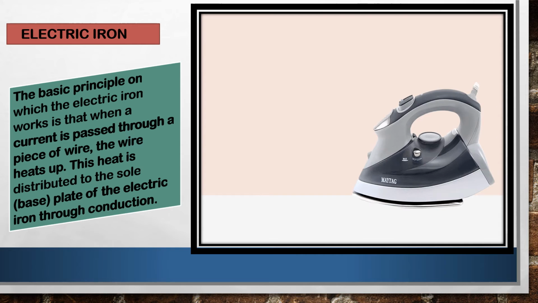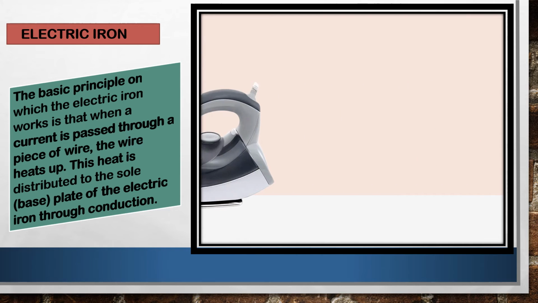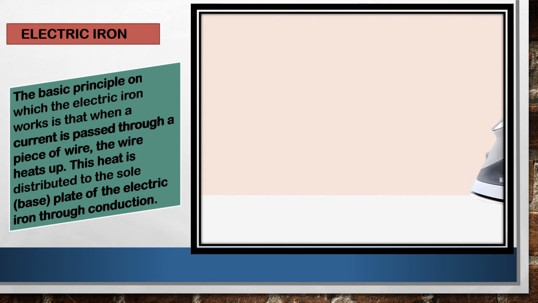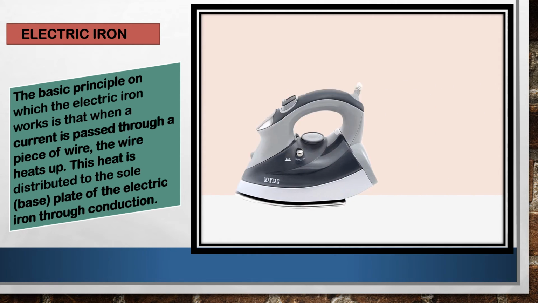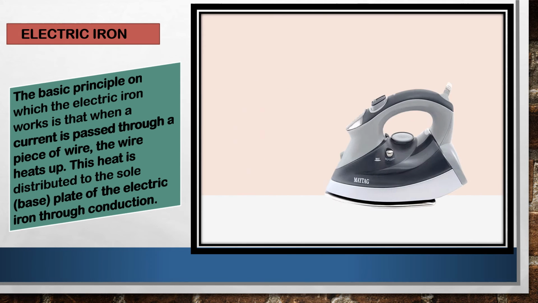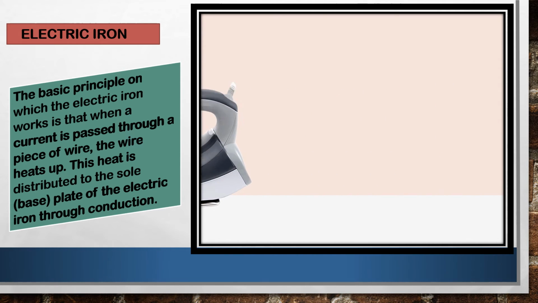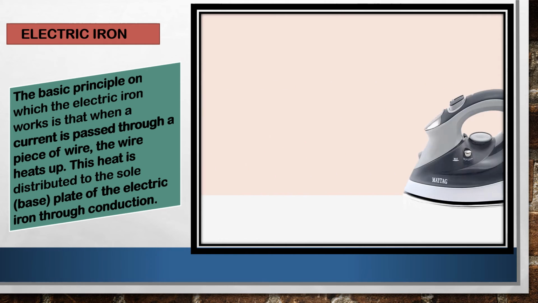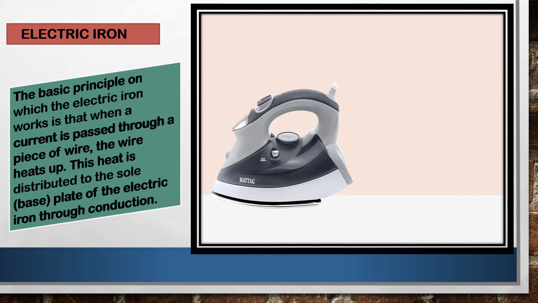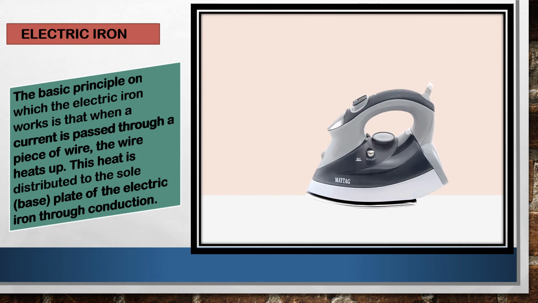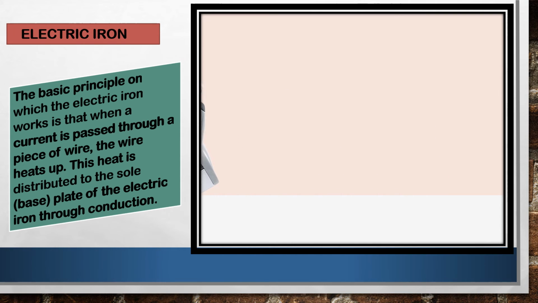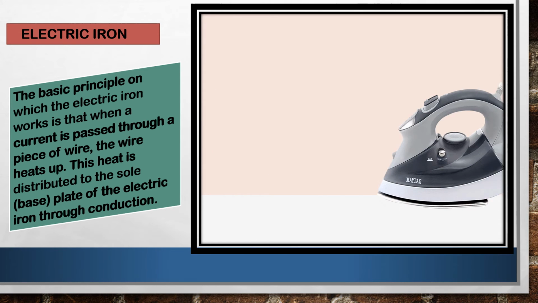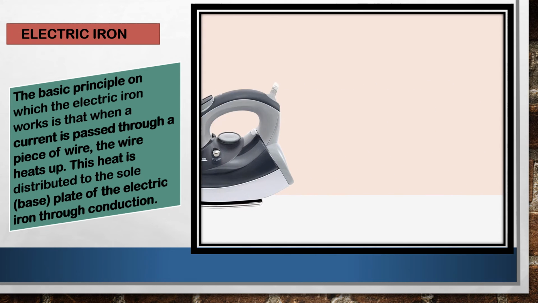Now here is another example of heating effect of Joule, that is electric iron. The basic principle on which the electric iron works is that when a current is passed through a piece of wire, the wire heats up. This heat is distributed to the sole plate of the electric iron through the conduction process of heat. You can see, in your daily life, obviously you use this. So this is the diagram of an electric iron.